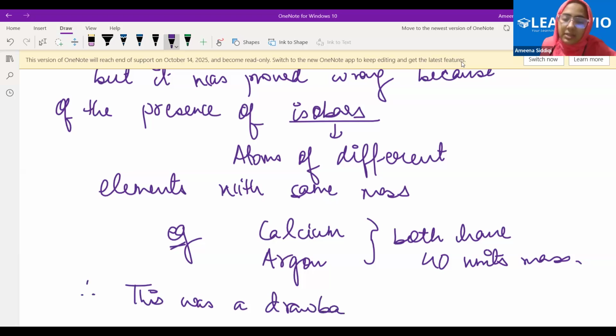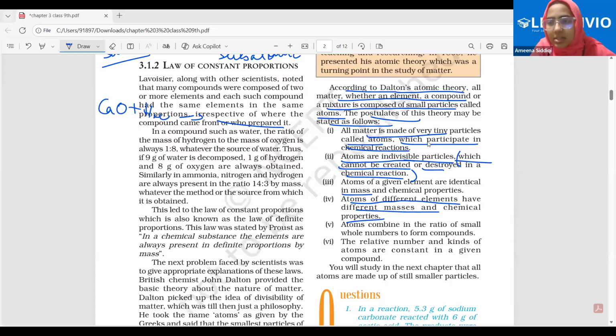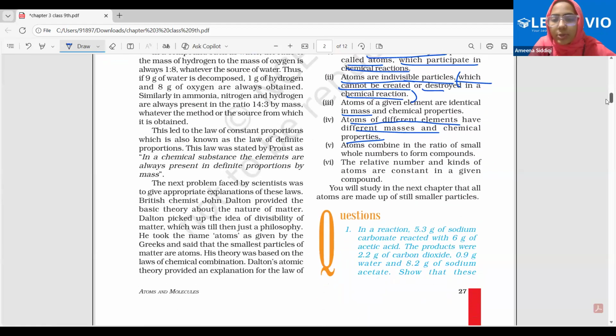How many drawbacks have we learned till now? Ma'am, two. Three. One was the divisibility of atom. We found out that it is further divisible into subatomic particles. Okay, second is the isotopes, and the third is the isobar. Come to the fifth point.